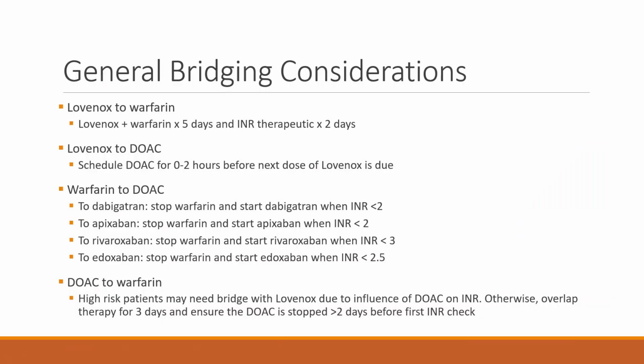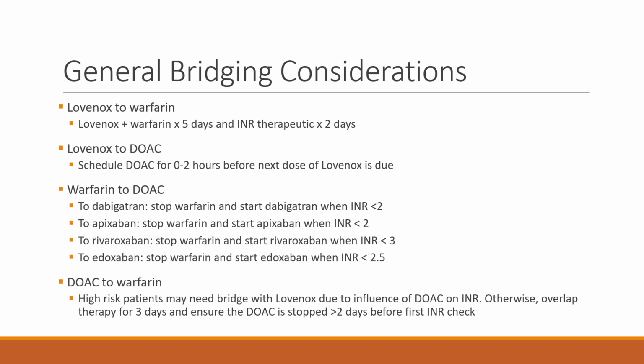Here are some general bridging considerations for your reference. Typically what we'll be seeing most often is Lovenox to warfarin. These agents actually need to be taken together for at least 5 days and then have 2 consecutive INRs that are therapeutic. When we're considering Lovenox to a DOAC, we would usually schedule the DOAC for 0 to 2 hours before the next dose of Lovenox is due. So just make sure that we know whether it's on the Q12 hour or Q24 hour dosing of Lovenox so that you're able to coordinate that appropriately.